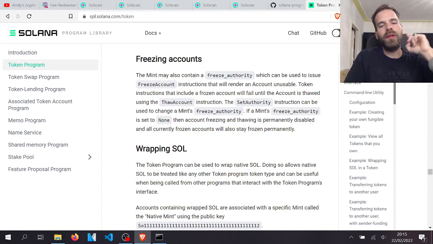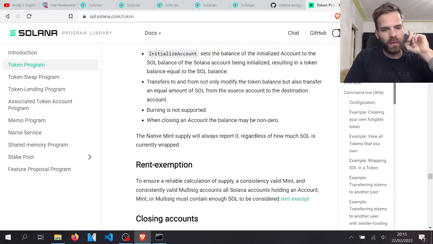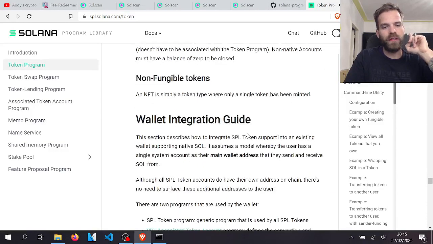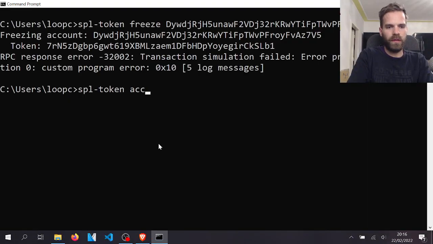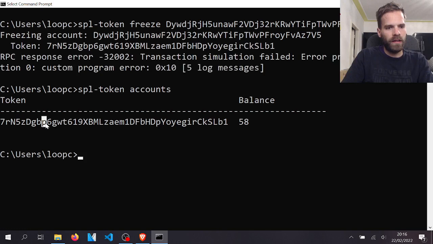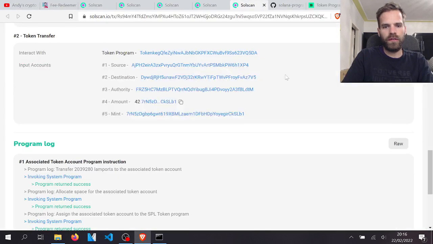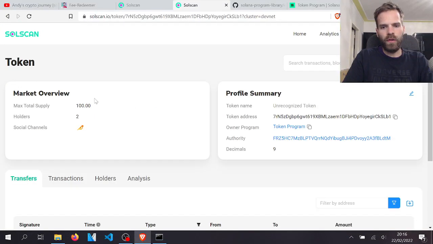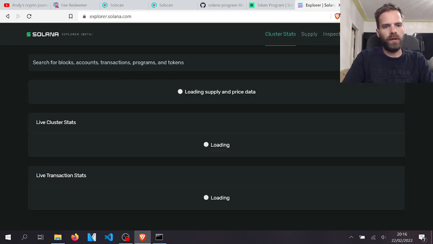Now, the problem is, if we don't have a freeze authority, which I think we don't, per default, then we cannot freeze tokens. SPL token accounts again. Let me just check this thing on Solscan. This token, there are two holders. That's the authority. Let's look at it in the Explorer.